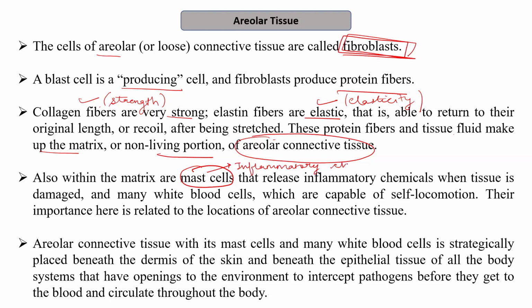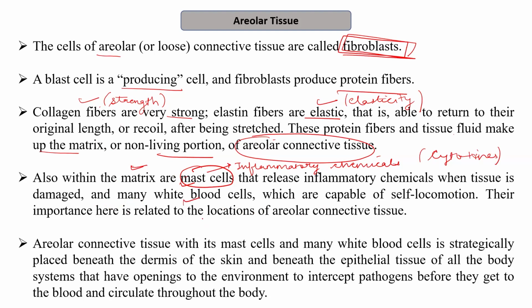So inflammatory chemicals like cytokines are released when tissue is damaged. The function of these mast cells is repair and protection from any infection. And there are many white blood cells which are capable of self-locomotion. So within the matrix, they have some immune cells also. As I mentioned, they have mast cells, they have white blood cells.